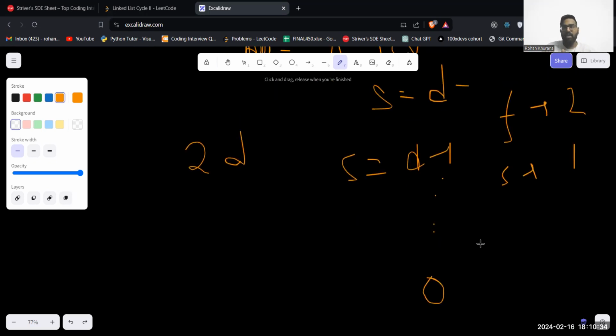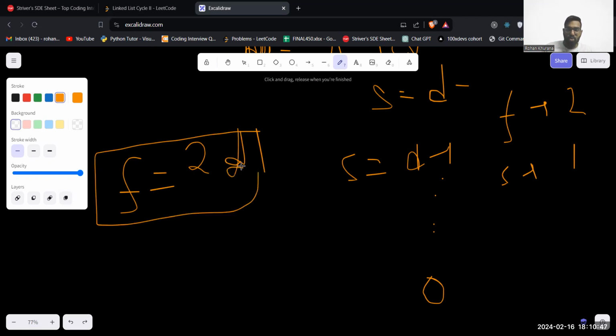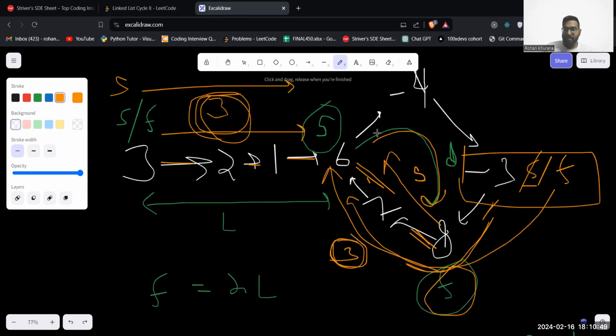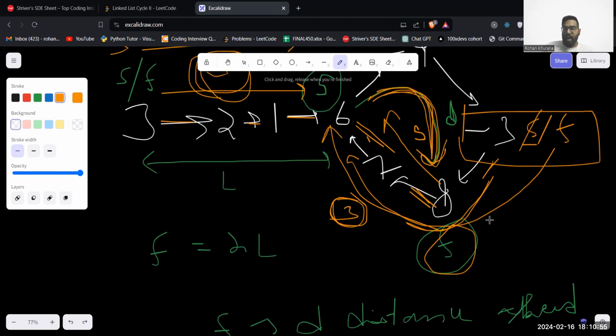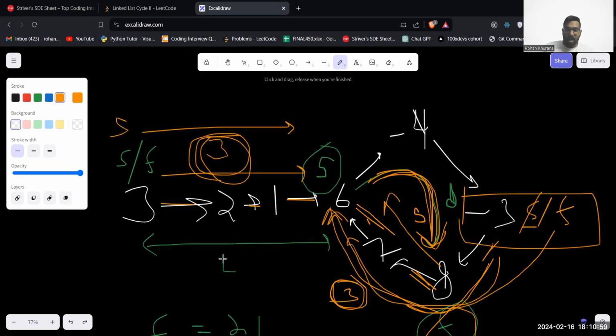And why is it becoming zero? I've already explained in my previous video. Please go and check it out, right? So when it becomes zero, that means my fast has traveled 2D, that is two times the distance. This D has traversed twice of this distance, right? And this is why it will travel another L to reach this point.